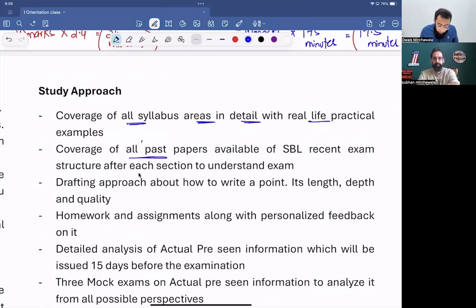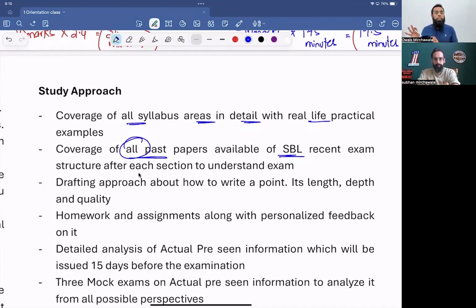Coverage of all past papers available of the SBL exam, because the new structure of SBL was launched in September 2023. A similar exam has been available in ACCA for many years; there were exams of P1 and P3 earlier. But since we are talking about the new exam structure introduced in September 2023, we cover only those past papers, no useless old ones, because in them there was no pre-seen. When there was no pre-seen, the question paper was not that much in depth.